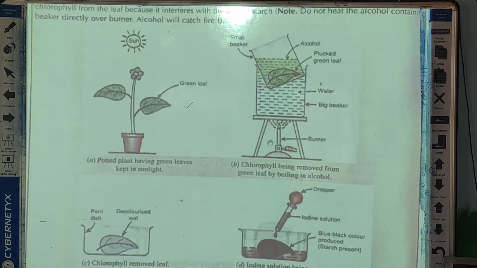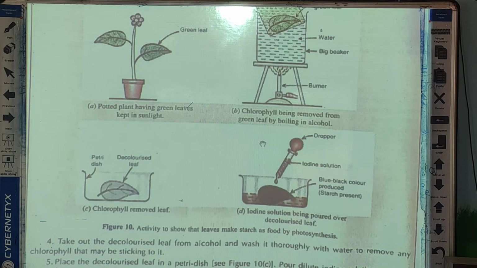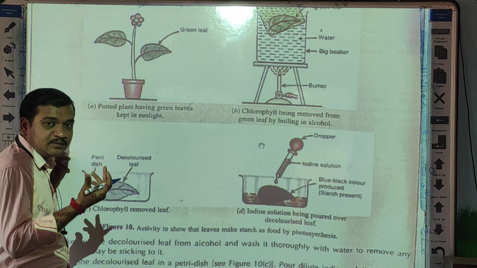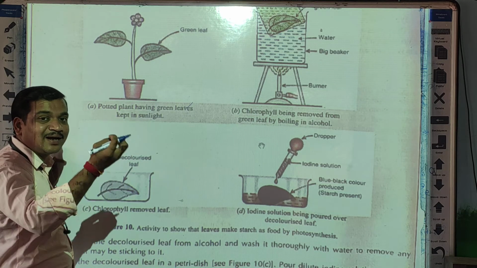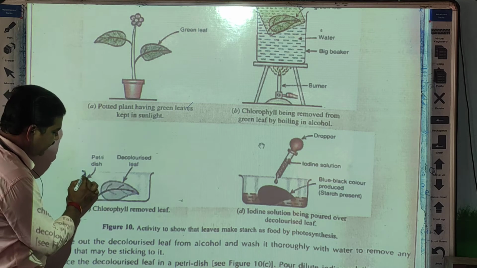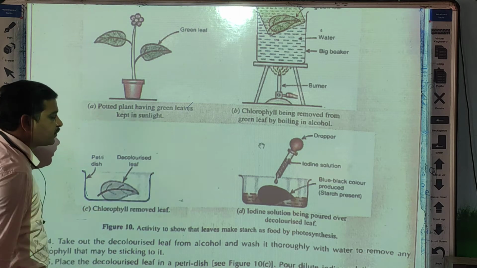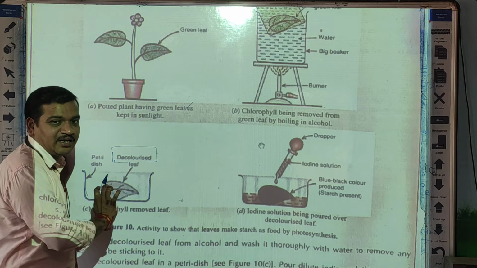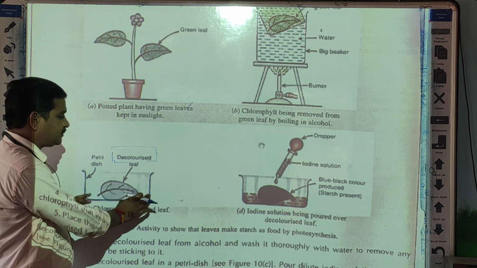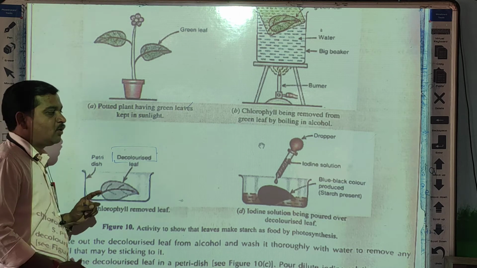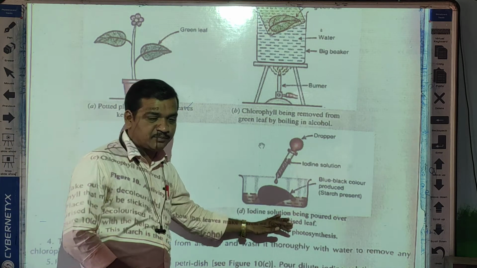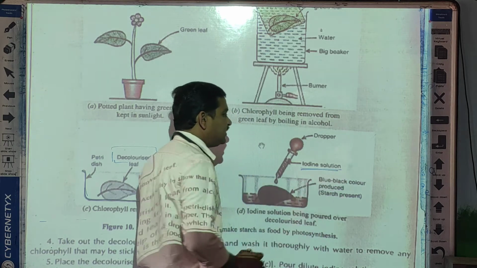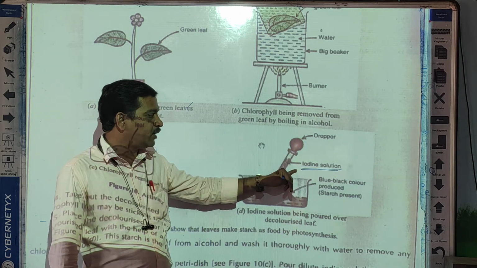Now after that, you can go to the next step. After some time, you can take the colorless leaf and put it in one petri dish, or you can take one glass plate also, students. This is the decolorized leaf, meaning colorless leaf, meaning you cannot see green color here. You have to put that leaf in the petri dish, wash it with water properly, and then add 2 to 3 drops of iodine solution with the help of a dropper. Now why have we taken iodine solution here?